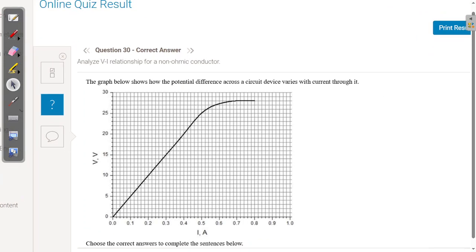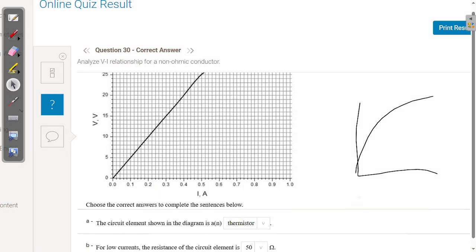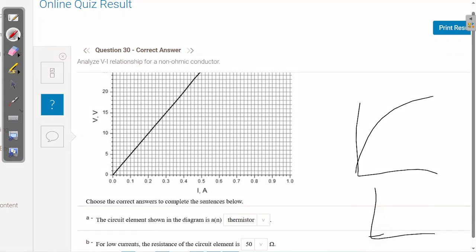Okay, the graph below shows how the potential difference varies with the current. If you remember from the graph I drew, this looks like a filament lamp, but here it says thermistor for some reason. Thermistor is supposed to look like this, so I don't know why. Maybe it's a mistake, or maybe they meant a PTC thermistor, which is the same as the filament lamp, but they didn't specify. They were both in the same choice, so I don't know why.